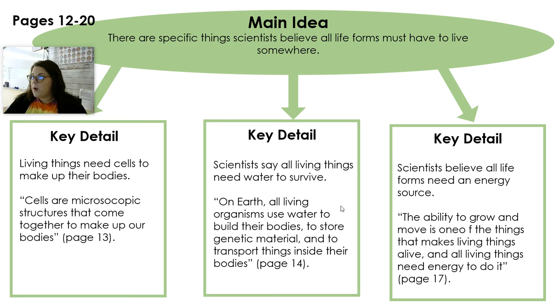My last key detail is that scientists believe all life forms need an energy source. The ability to grow and move is one of the things that makes living things alive, and all living things need energy to do it. That was page 17. So notice how the main idea was the umbrella. It was broad, and all these key details fit right inside of it. You can't have your main idea be too specific, because then your key details won't fit in.